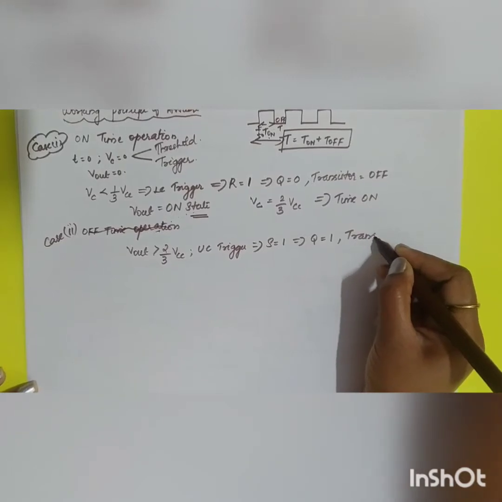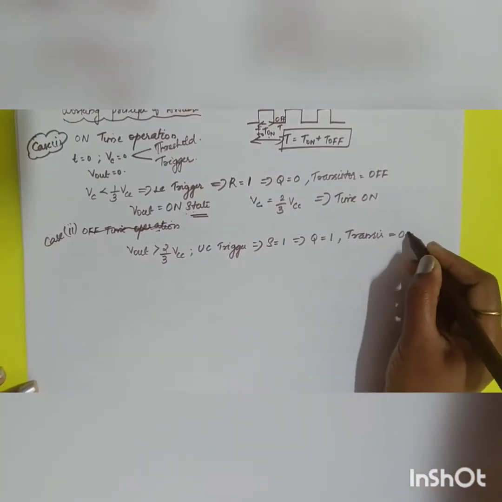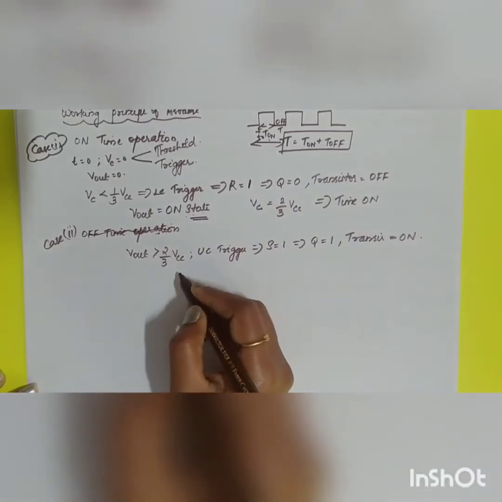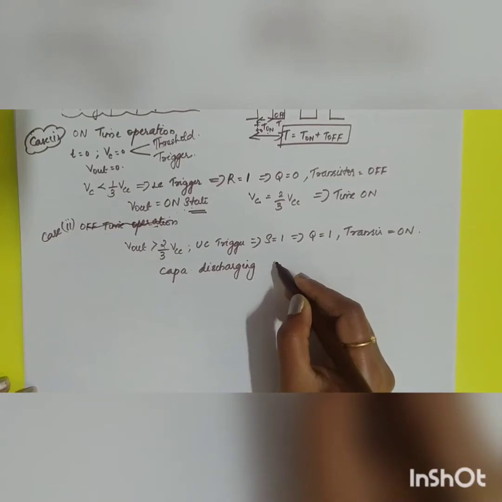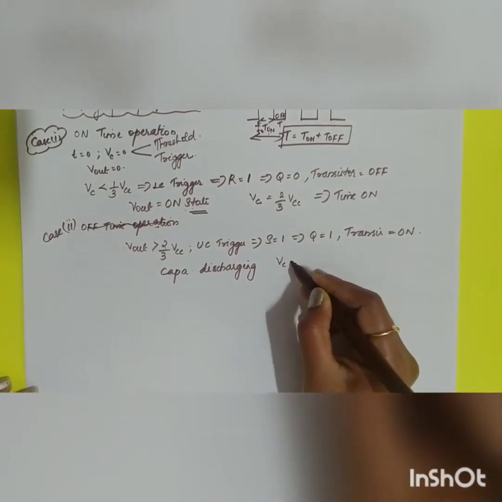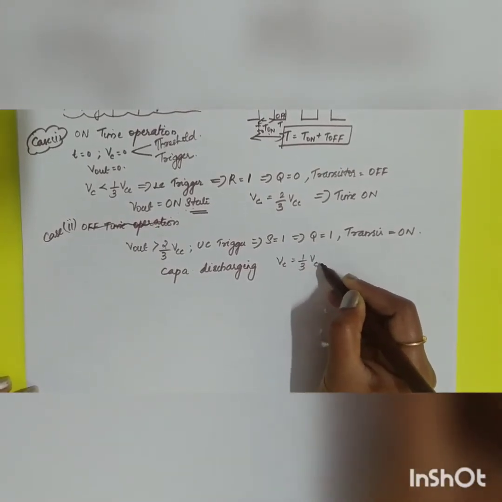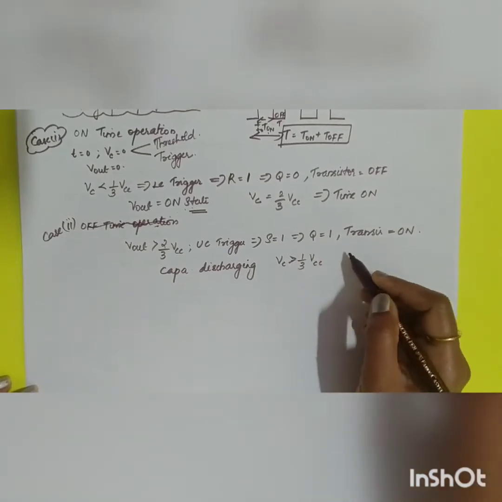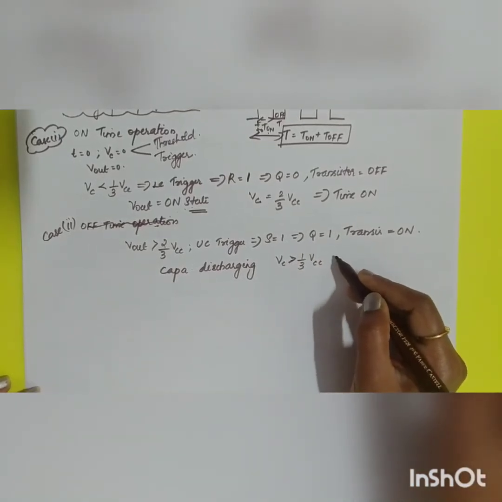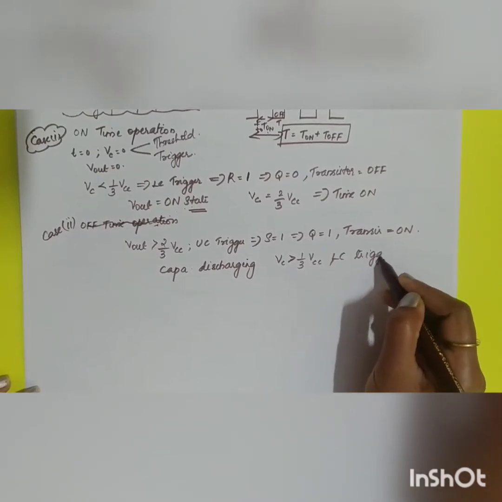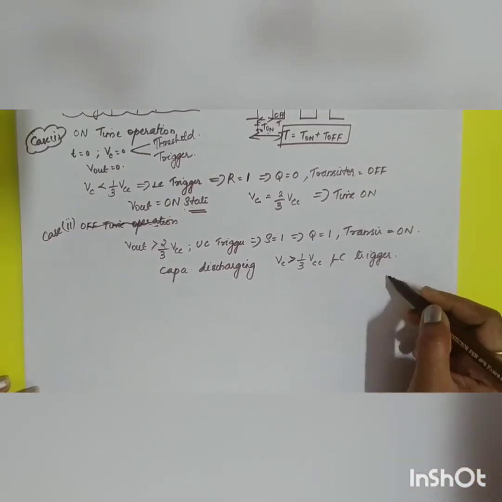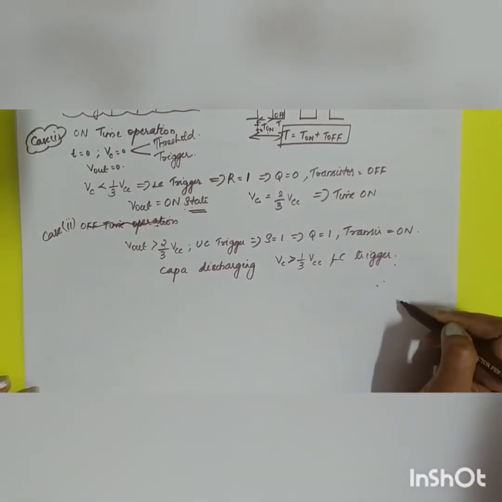Then what will happen to your transistor? Transistor will go again to the on condition. When the transistor is in the on condition, the capacitor will start discharging. So as it discharges towards 0, what will happen? When the capacitor voltage becomes equal to 1/3 VCC, again it will trigger your lower comparator. Lower comparator will get triggered. So ultimately what is happening? The capacitor will be charging in and around from 1/3 VCC to 2/3 VCC.